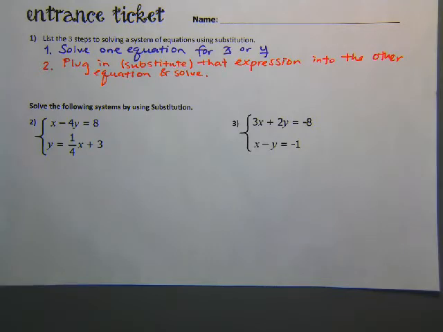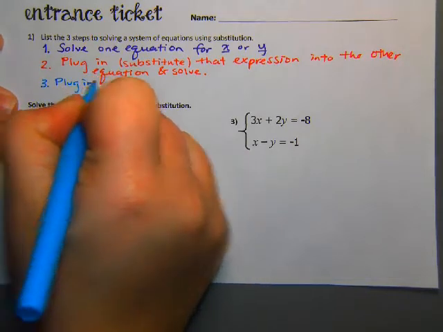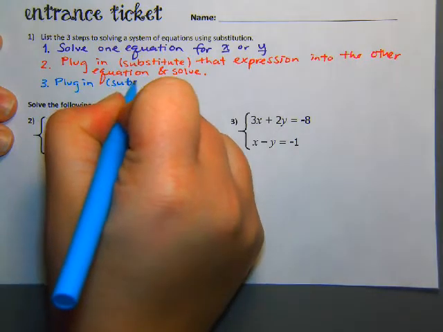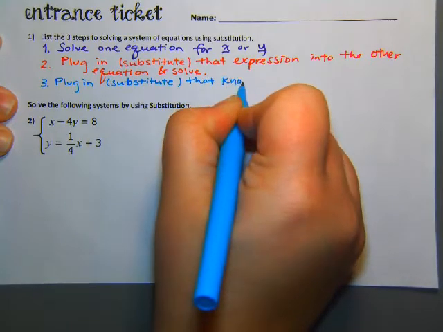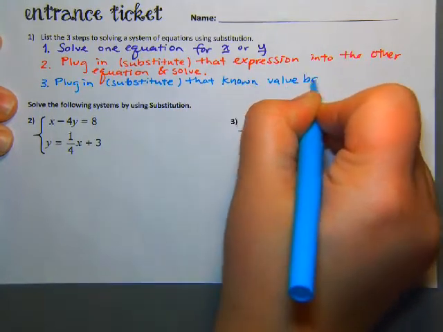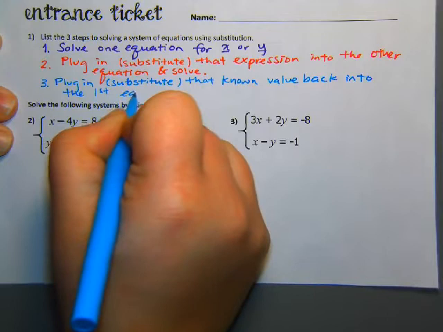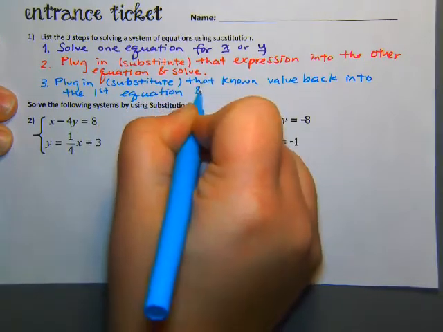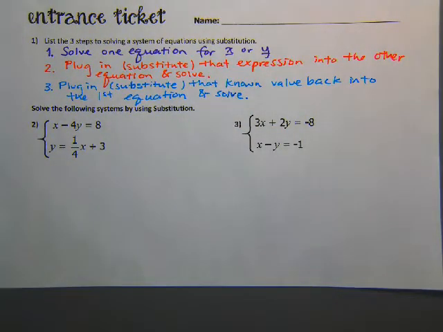Then once you've solved that, your third step is to plug in, or again, substitute that known value back into the first equation and solve. So you already know one variable. By substituting that back into the first equation that you worked with, then you can find the remaining variable.